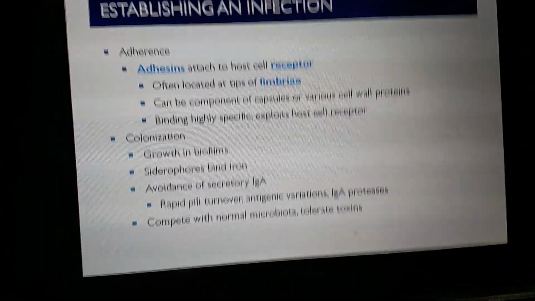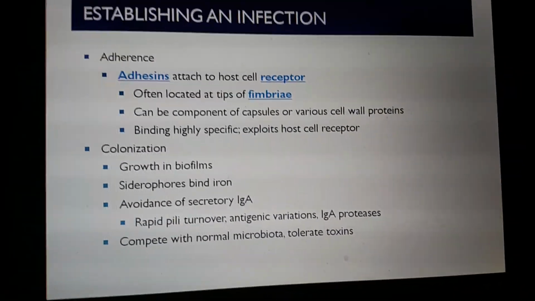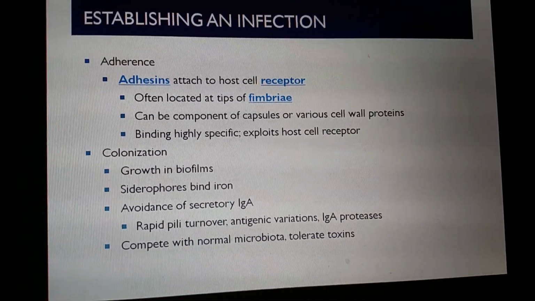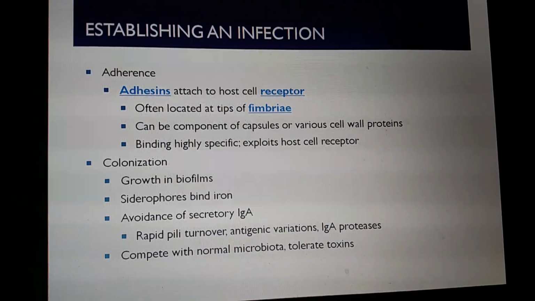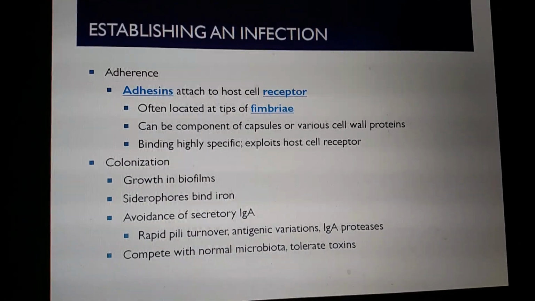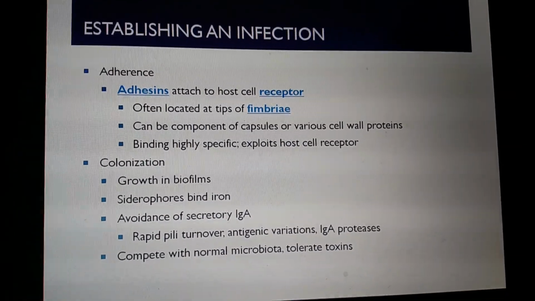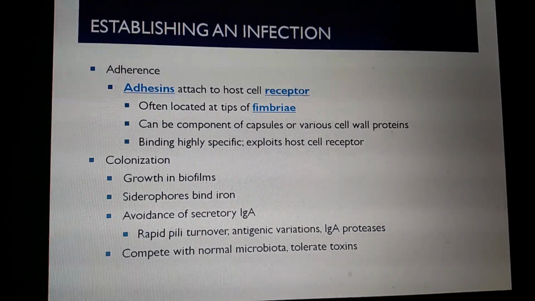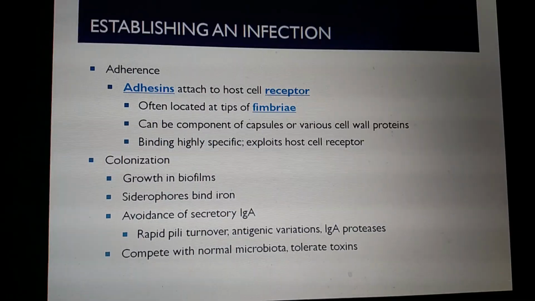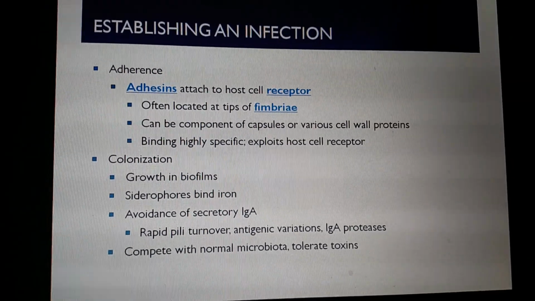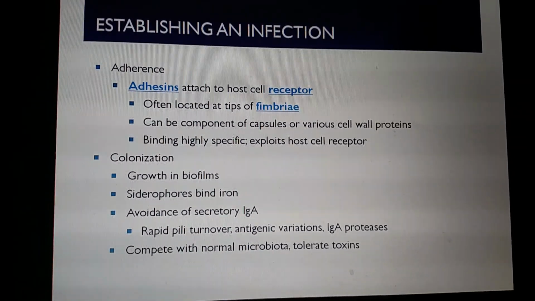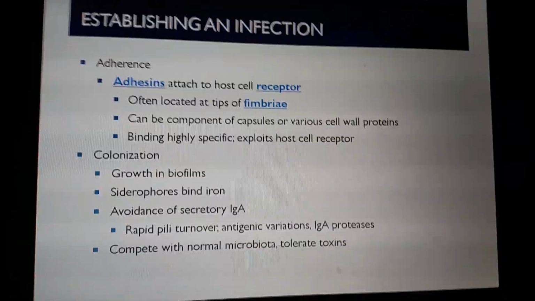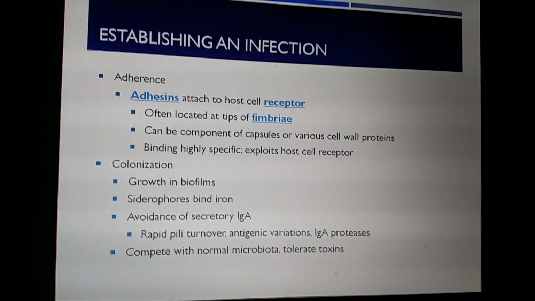Now, how do you establish an infection? Well, you have to adhere to the host cell. Adhesins will attach to host cell receptors, and these adhesins are oftentimes associated with fimbriae. They tend to be very highly specific to exploit certain cells. You can have colonization with growth in biofilms. You can have avoidance of secretory IgA, and you're going to find that these organisms will compete with normal microbiota and can sometimes start tolerating the toxins they produce.